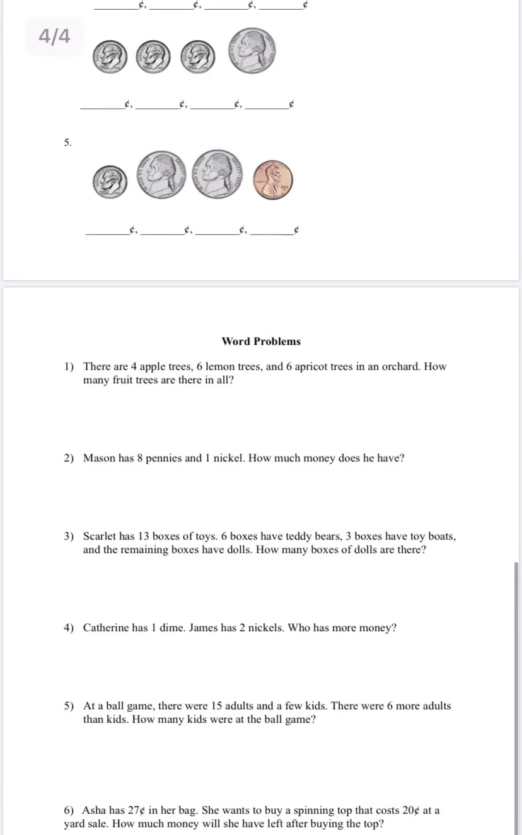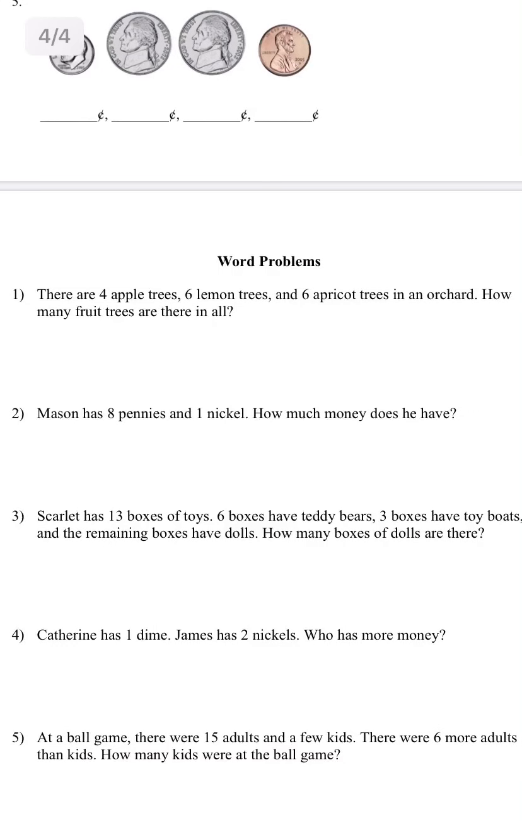Let's move on to word problems. So we're going to try number 1. There are 4 apple trees, 6 lemon trees, and 6 apricot trees in the orchard. How many fruit trees are there in all? Okay, so we're going to add, right, in all. So 4 plus 6 plus 6. 4 plus 6.